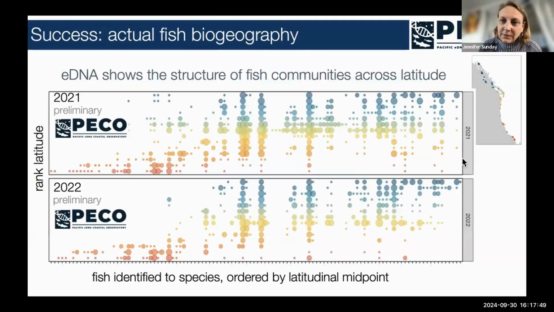Okay, so here I promised a little bit of data. So this is from 2021 and then 2022. On the x-axis are the fish species identified, 2 species. So each one of these little ticks is a fish species. And on the y-axis is their occurrence at a site that is just spread out across latitude.